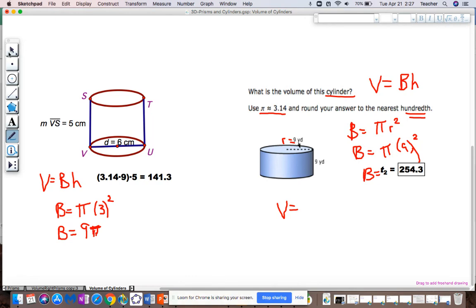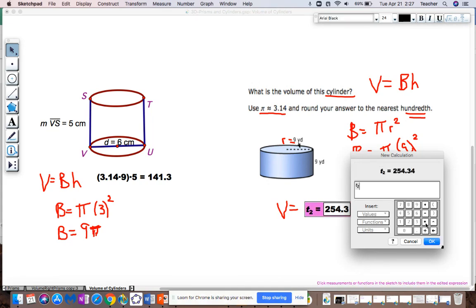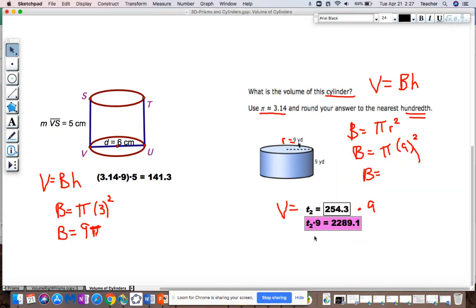We're going to take that and multiply it by the height of the cylinder. So the height of the cylinder is going to be 9. So I'm going to take that and multiply that by 9. What this program allows me to do is do that times 9. And that is going to be my total volume. Now go back to the directions. Round to the nearest hundredth.